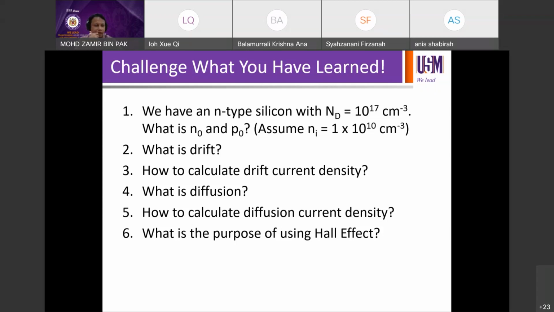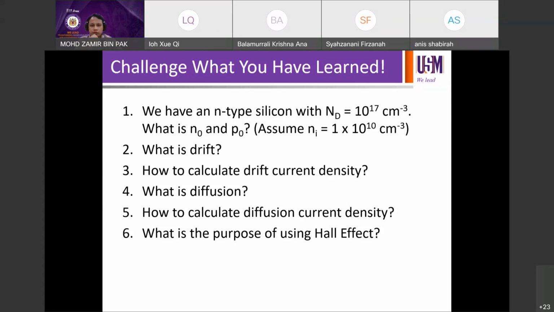How do you get that, Zuki? What equation did you use? What is it called? Right, law of mass action, right? Law of mass action, n times p equals ni squared, right? ni squared is 10 to the 20. So divided by 10 to the 17, you're going to get your minority as 10 to the 3, okay? So your majority is exactly your ND or your NA, right?